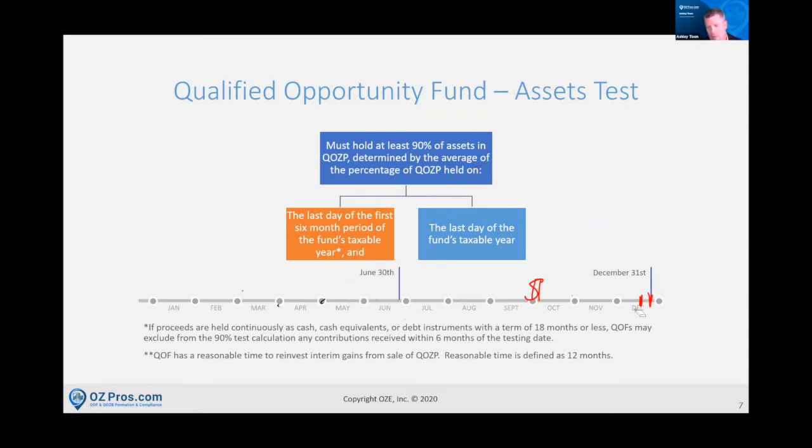And I think what we're talking about here is for people that are doing this prior to June 30th. Especially if you're looking at that March 31st deadline, you're effectively going to have until December 31st to put that cash to work.